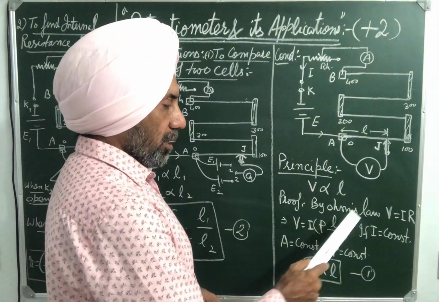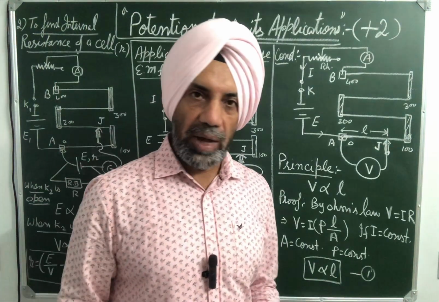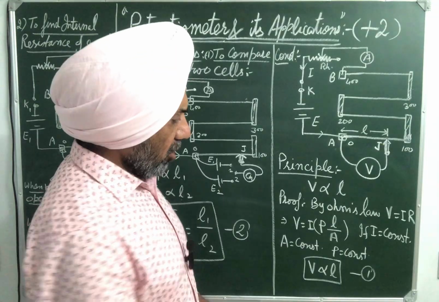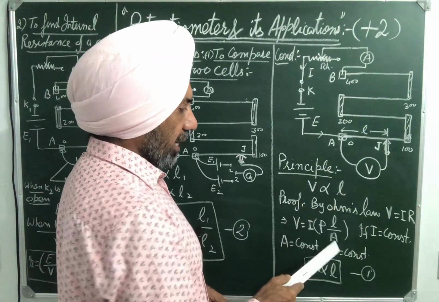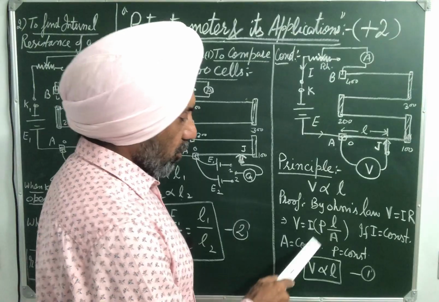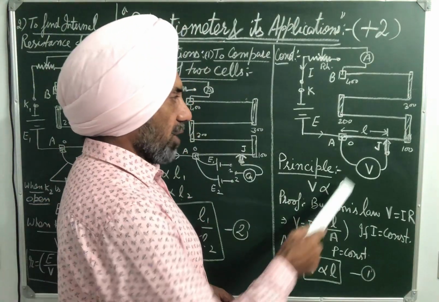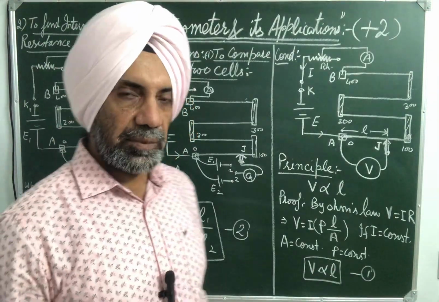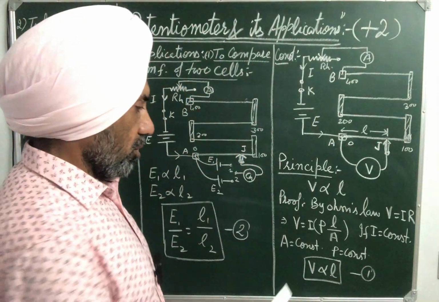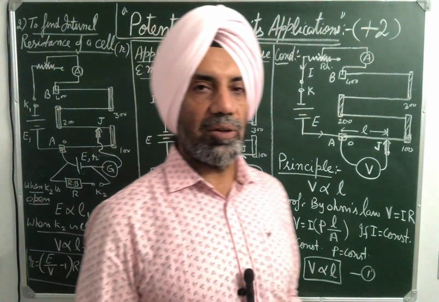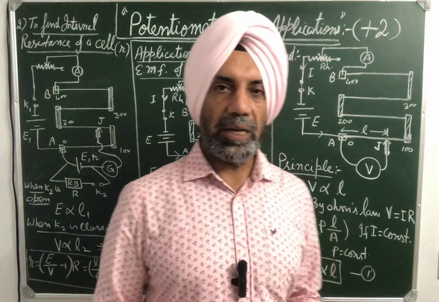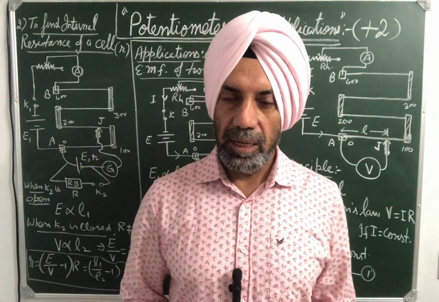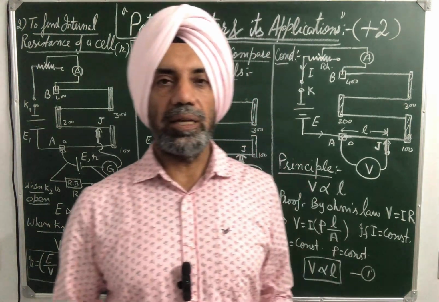So to prove it, using Ohm's law, V is equal to IR or V is equal to I into R, rho into L upon A. Now if wire is of uniform area of cross section, A is constant, current is flowing through the wire, rho is constant for a given material of the wire, and V is directly proportional to L. So potential difference across any section of the wire of the potentiometer is directly proportional to length of that portion of the wire when constant current is flowing through the wire.